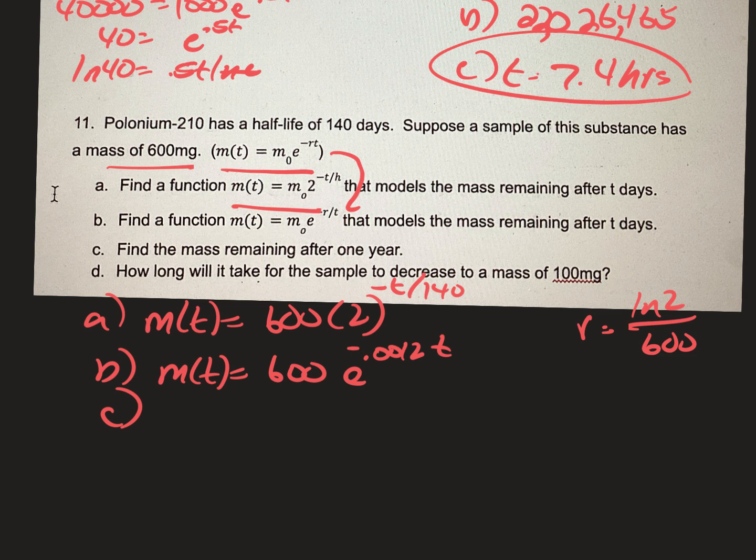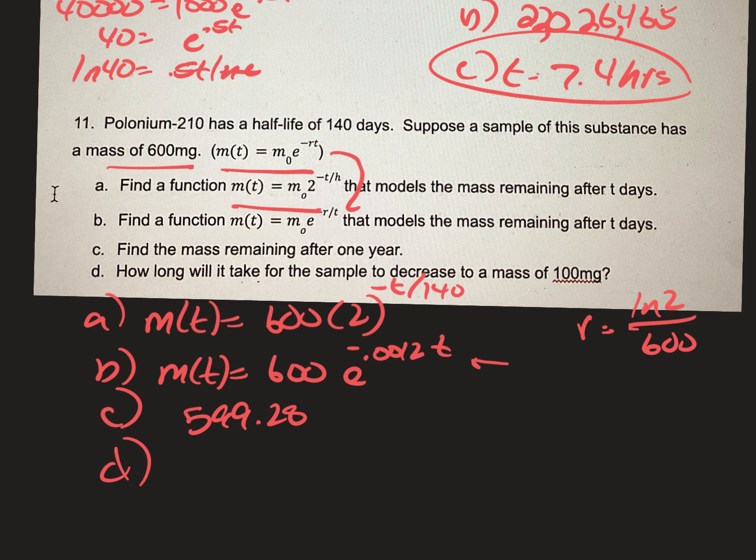So the time is just 1. I'm going to use, just for time's sake, that second one right here. So I'm punching in 600 e, and because T is just 1, I'm doing e to the negative 0.0012. And I'm getting 599.28, which is basically 600.